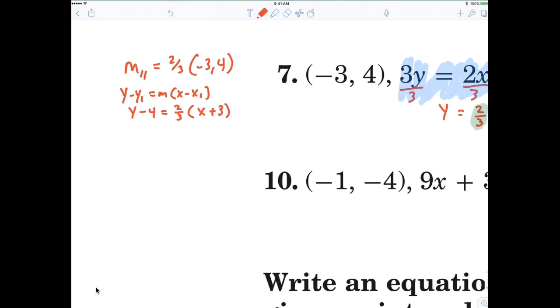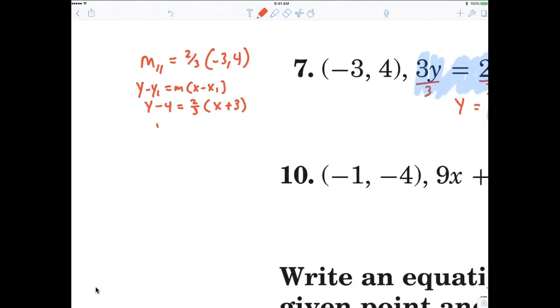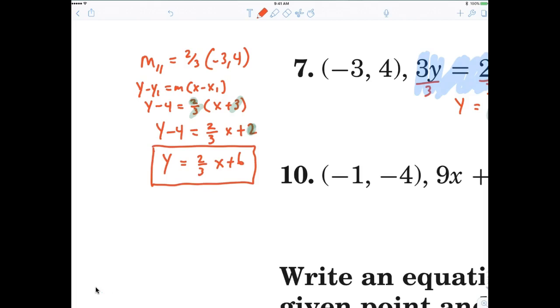Now we're going to go ahead and distribute the 2/3. So we end up with y minus 4 equals 2/3 x plus 2. Again, I'm just going to say this one more time. The 3 divided by 3 is 1. 1 times 2 is that 2. Now you add 4 to both sides. So y equals 2/3 x plus 6. That is the equation of the parallel line that passes through negative 3, 4.